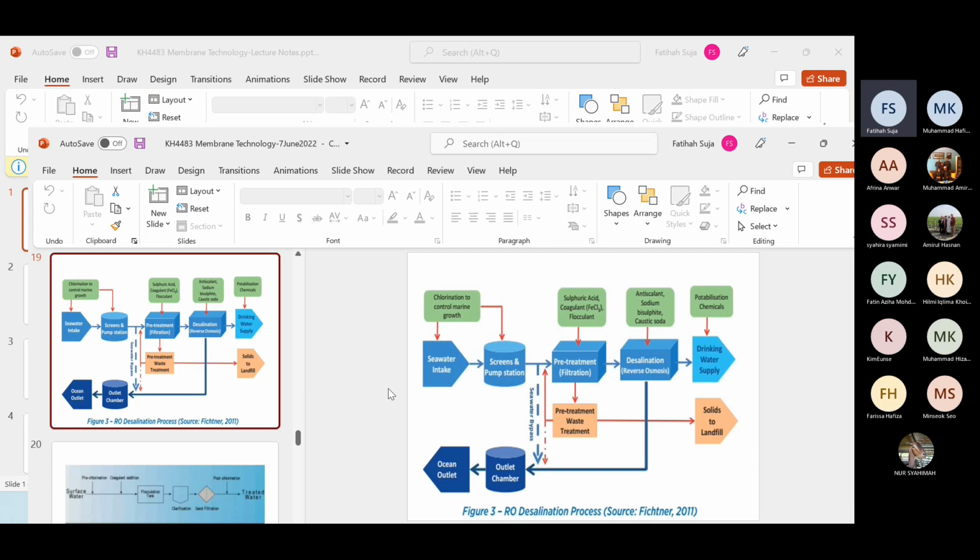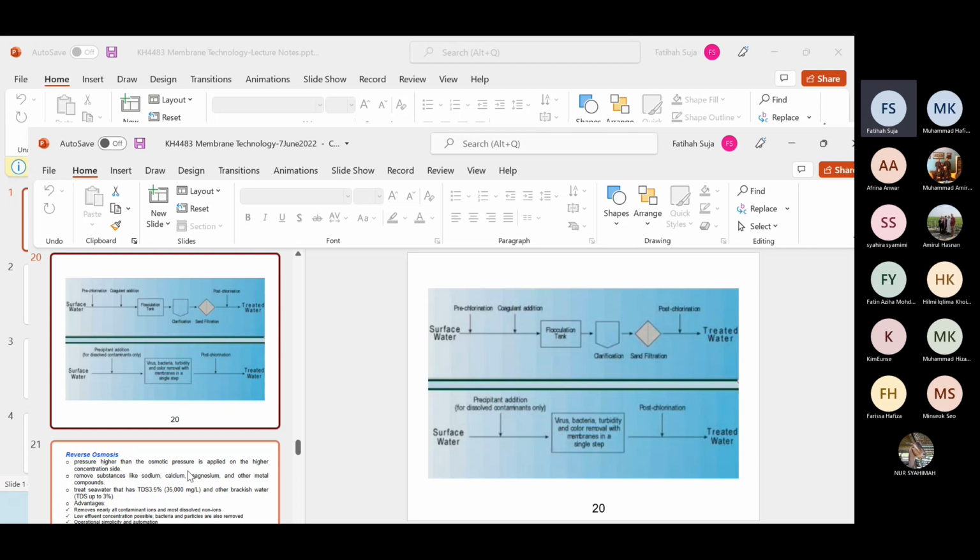Okay, this is again to show you, let's say you have seawater intake, and then you have screens, pump station, pre-treatment with filtration. You can add coagulant and flocculant, and then you do the desalination using reverse osmosis. And then you will get your drinking water supply. This is also for you to compare the conventional process where you have the pre-chlorination and then you add coagulant, then you have the flocculation tank, then clarification, sand filtration, and then if you have a high amount of chlorine, you need to do post-chlorination until you get your treated water.